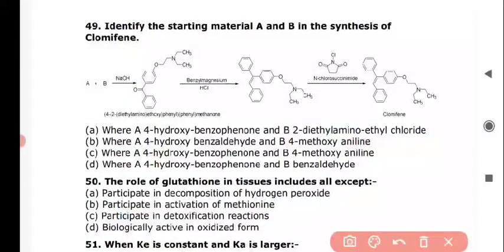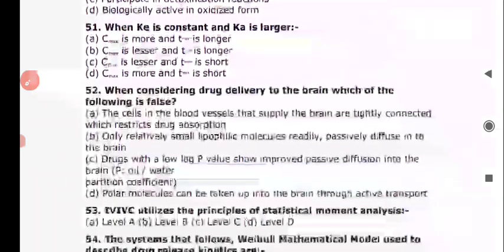Next question is, identify the starting materials A and B in the synthesis of clomiphene. And the correct answer is option A, that is where A is 4-hydroxy benzophenone and B is 2-diethylamino ethyl chloride. Next question is, the role of glutathione in tissues includes all except, and the correct answer is option D, biologically active in oxidized form.